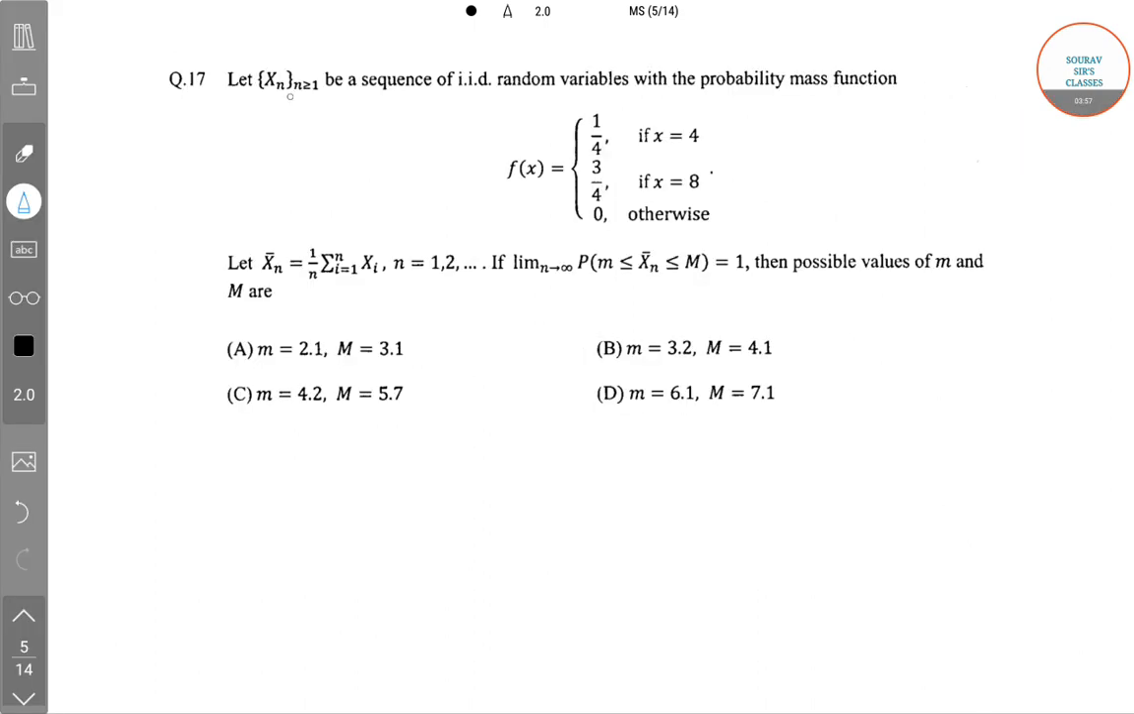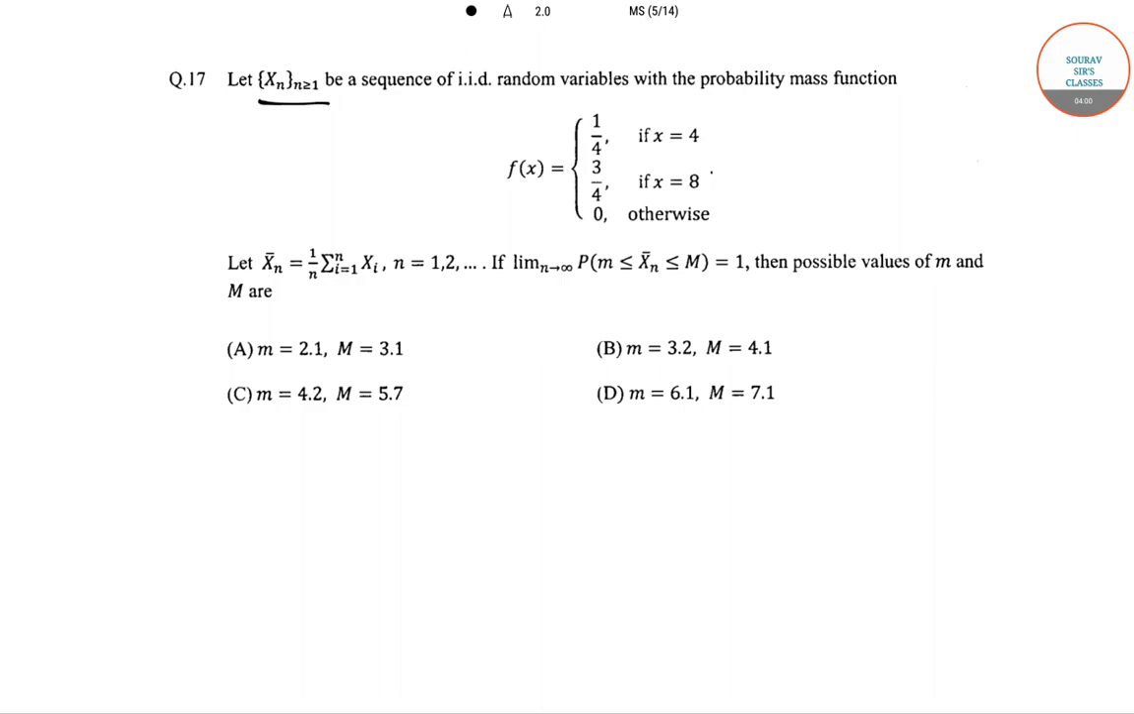The next question is, let Xn, n greater than or equal to 1, be a sequence of IID random variables with probability mass function f(x) equal to 1 by 4 if x is equal to 4 and 3 by 4 if x is equal to 8. Let Xn bar is equal to 1 by n summation Xi, i ranging from 1 to n. Now if limit n tends to infinity, probability Xn bar greater than or equal to small m but less than or equal to capital M is equal to 1, then the possible values of m and M are.